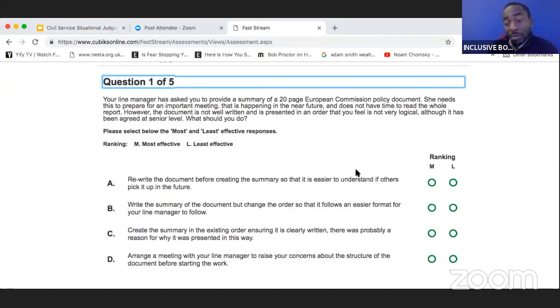So I hope you can now see why C is the most effective and why A is the least effective, because it's literally rewriting the document before you do the summary, which goes against what you've been asked in the first place. I hope that gives a bit of clarity as to why C is the most effective and A the least effective, and gives you an understanding of how to approach the situational judgment test questions. It's about looking at your ability to make effective decisions based on evidence, based on what you've been set. So this shows you what's being assessed in this question in particular.